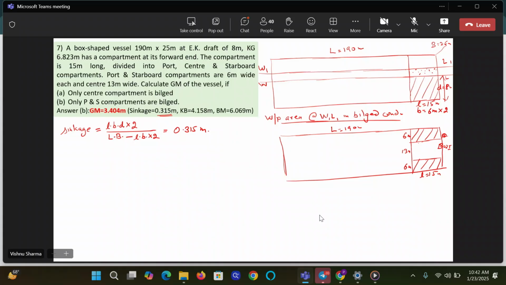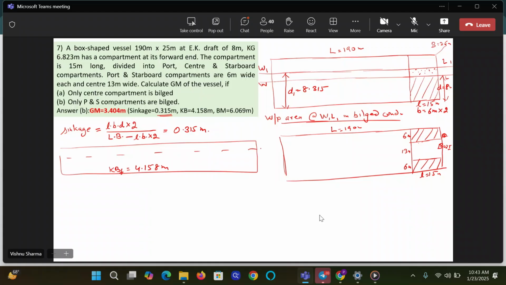Yes, sir. Good. Again, the question is KB is 1 by 2 of D1? Yes or no? So D1 will be equal to 8.315. So please again write the statement and close out the KB part. KB final will be 4.158 meters, but please write whatever is to be written so that it becomes part of your system and habit. I'm not writing intentionally because I want you to recall and write.